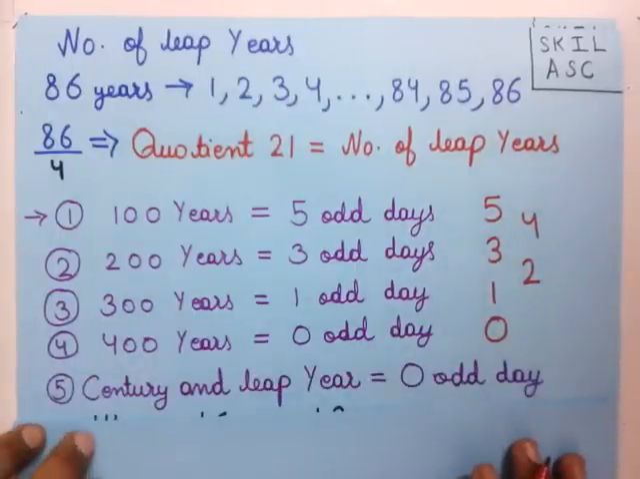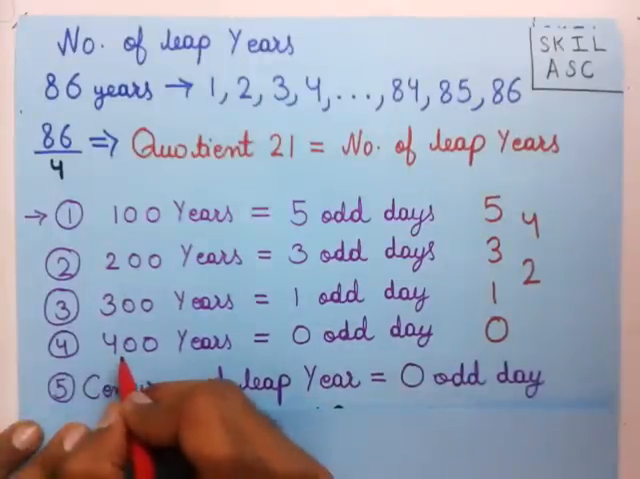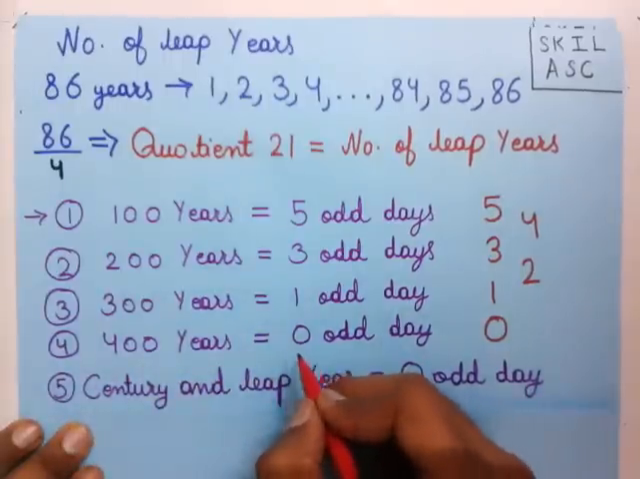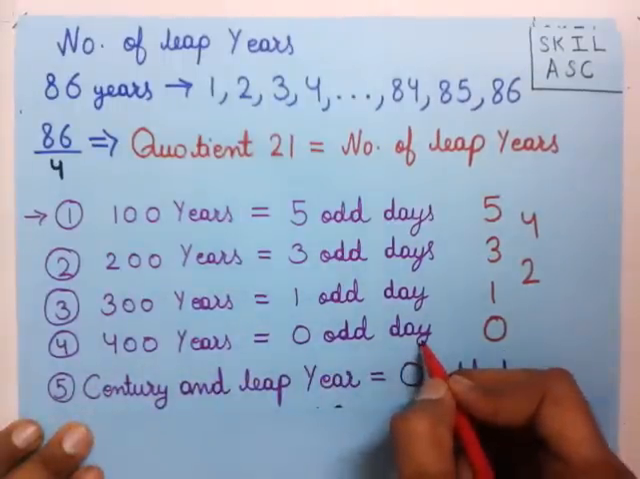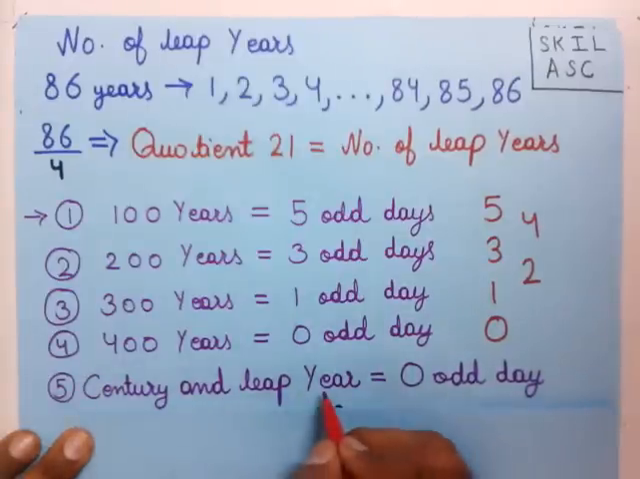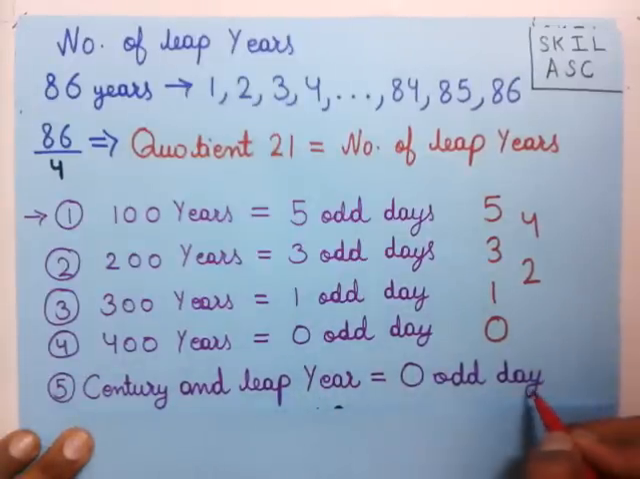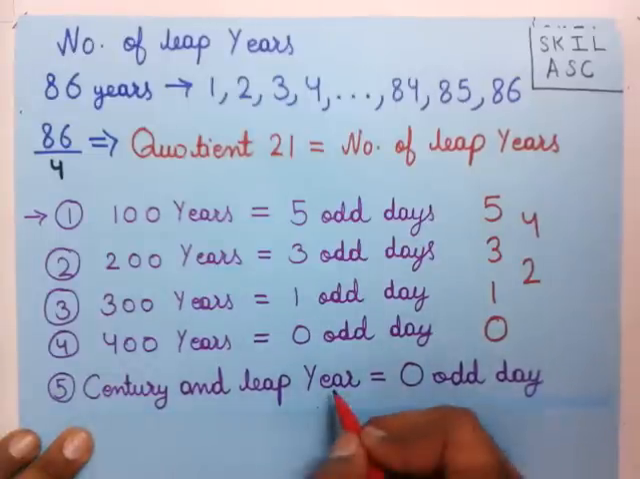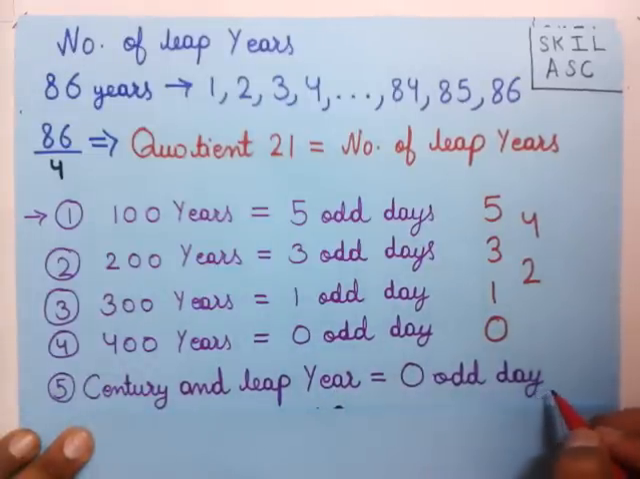Now the next thing is, here you must notice that this 400 is a century and it is a leap year, and it has 0 odd days. So we must remember that if a century is a leap year, then it will have 0 number of odd days. I repeat, a century which is a leap year will have 0 number of odd days.